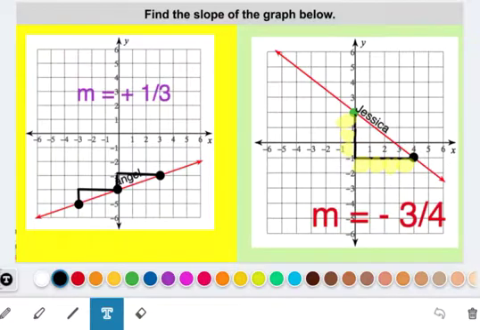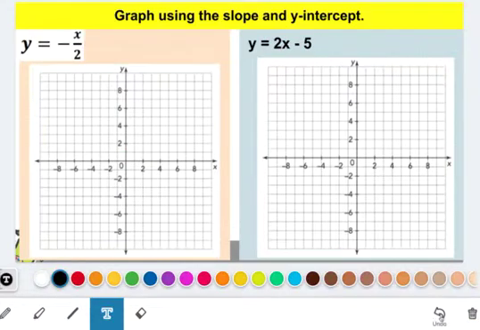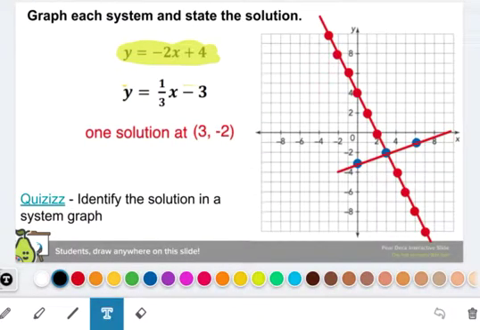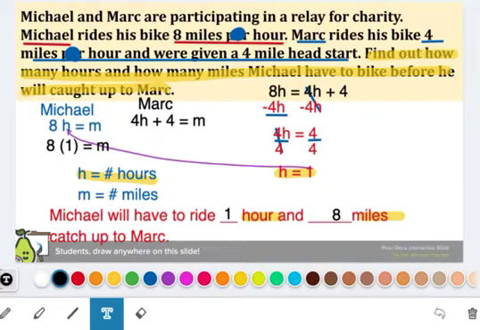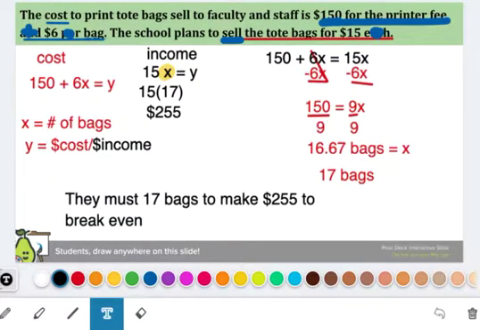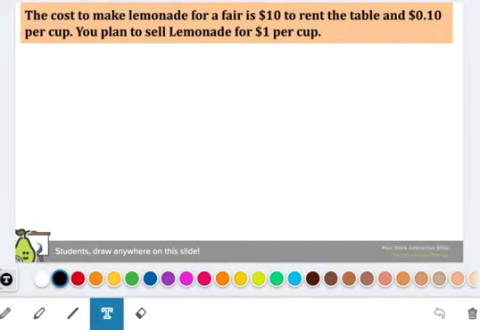So that's slide 2, this is slide 3. This is slide 4. This is slide 5. This is slide 6. Slide 7. Slide 8. And then we need to do slide 9 and 10.